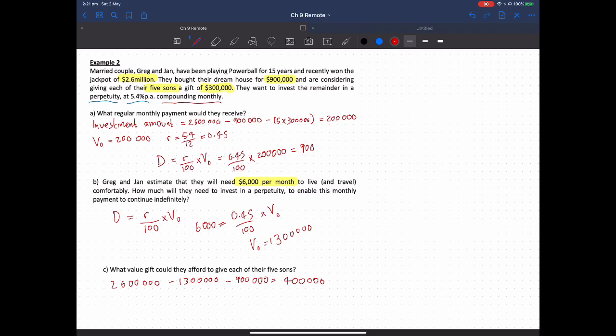They've said they've got 5 sons. $400,000 divided by 5 is $80,000 each.